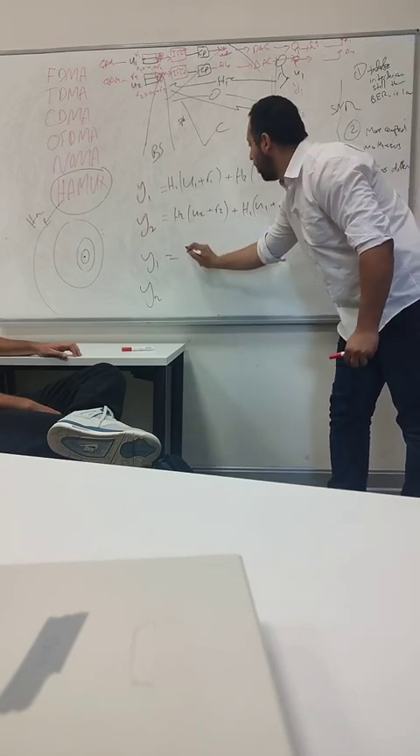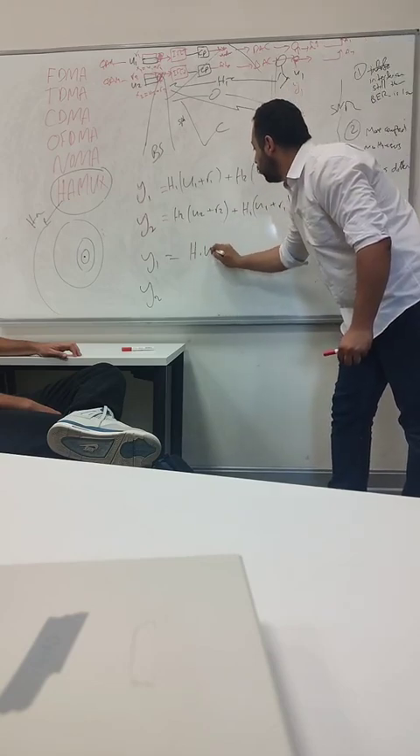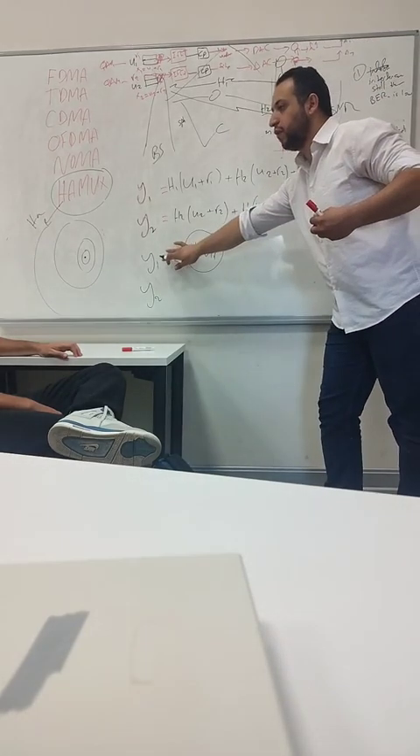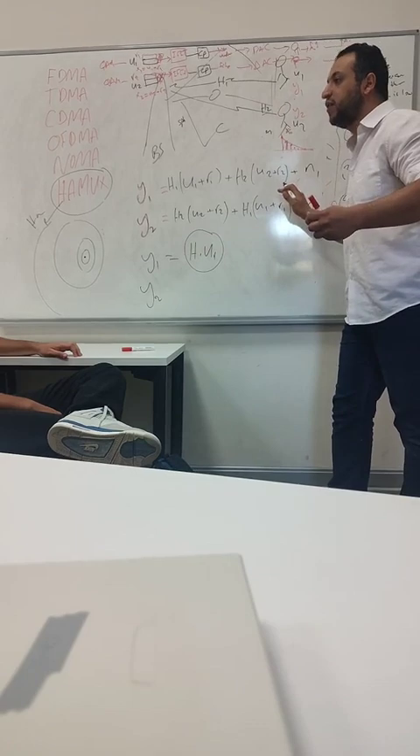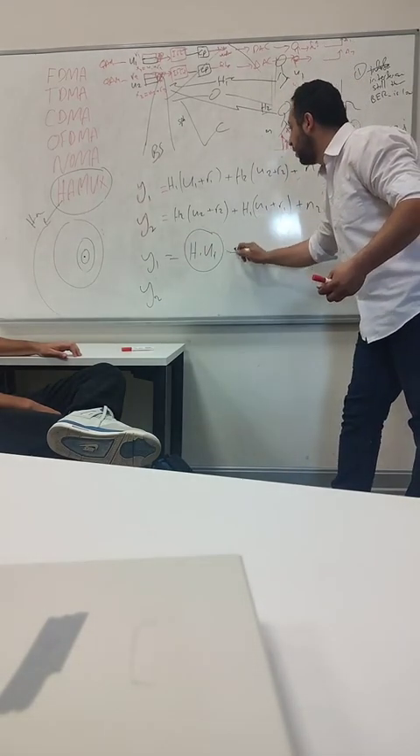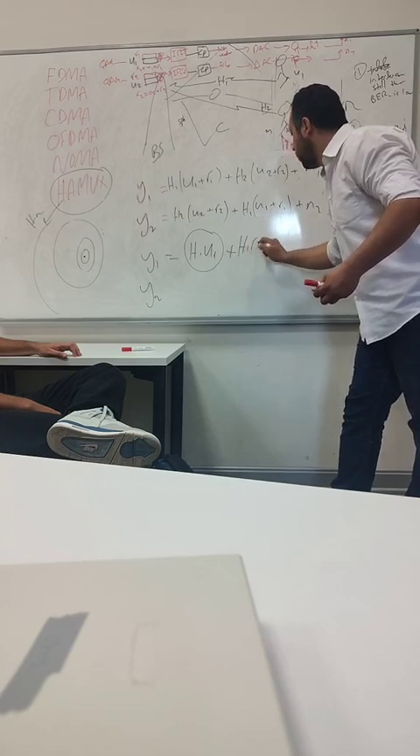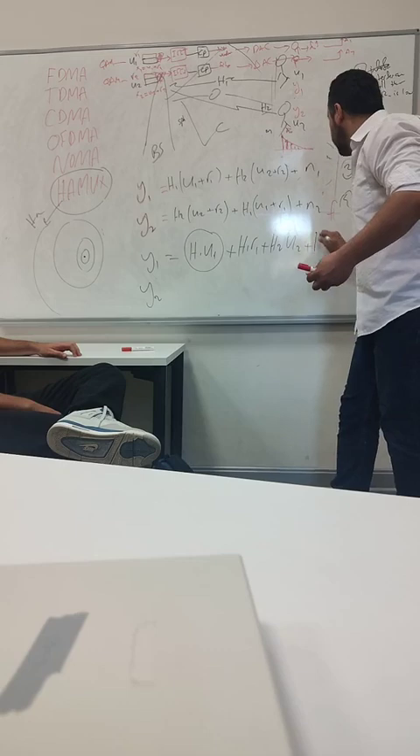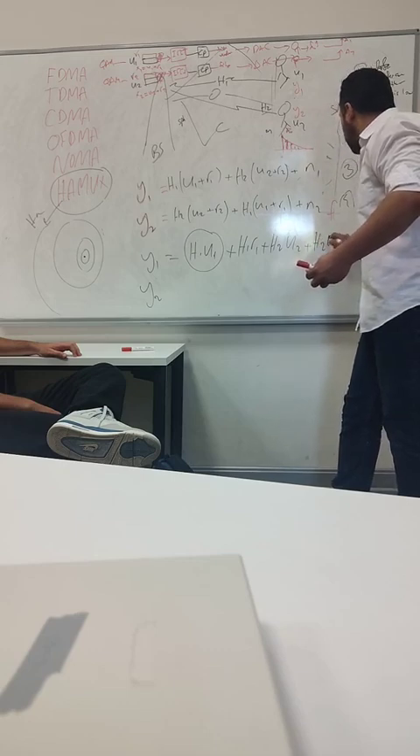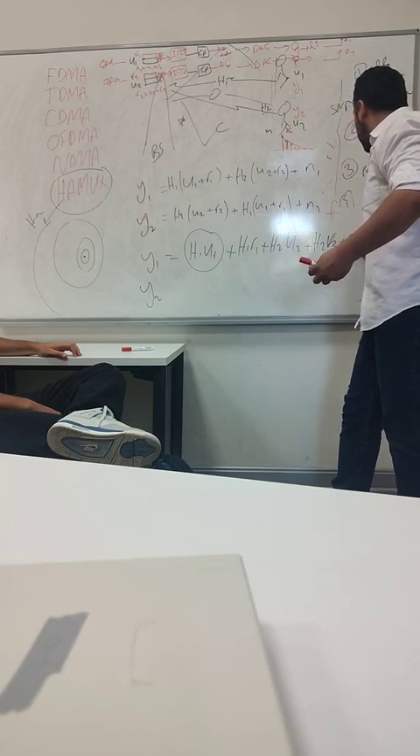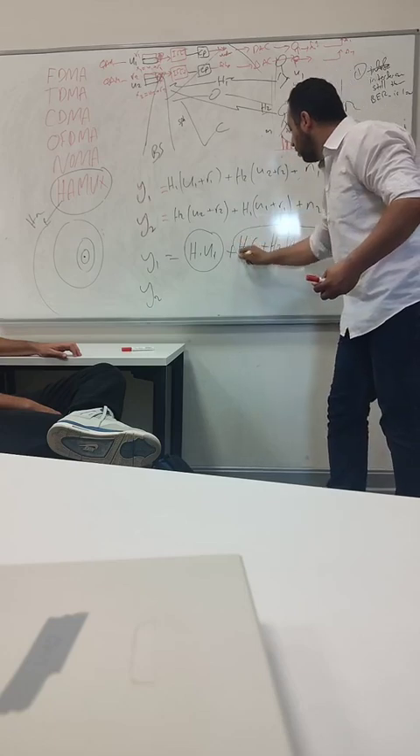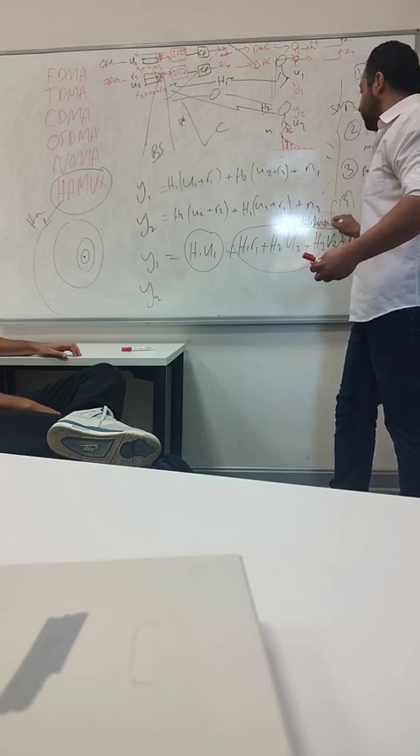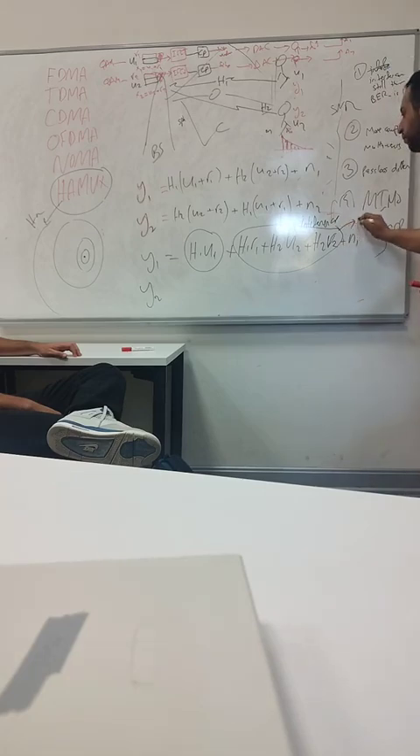So Y1 here, what will it be? If I want Y1, I will put H1, U1. This is the term I want. This is my signal for the user 1. Everything else is interference to me, and I want to get rid of it. Plus H1, R1, plus H2, U2, plus H2, R2, plus N1. So this whole term is interference, and I want this to be 0, my design goal.